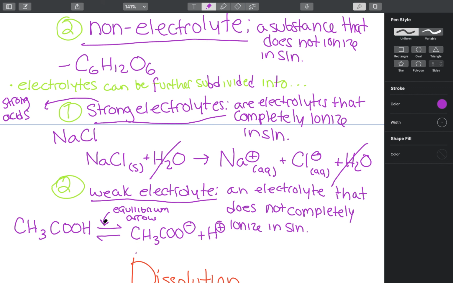So what is this equilibrium arrow telling us? Well, this equilibrium arrow is telling us that the rate of the forward reaction is equal to the rate of the reverse. So in other words, the rate of dissociation of acetic acid is equal to the rate of formation of acetic acid. So this is just a little taste of what a weak electrolyte is. We're going to get more into equilibrium once we get more into thermochemistry and thermodynamics.